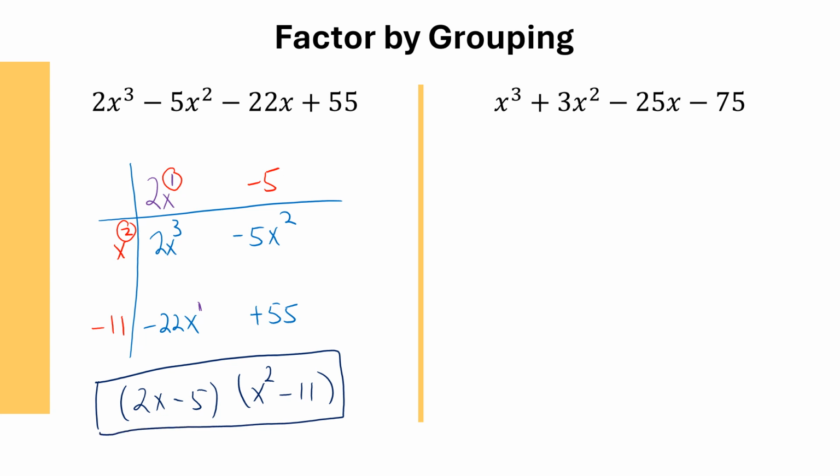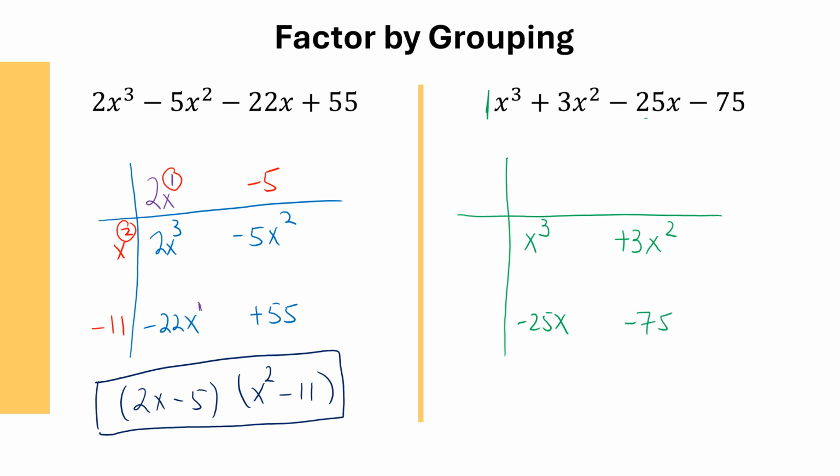Again, it's 4 terms, so the first step is to find the GCF. Well, there's no GCF that can go into 1, 3, 25, and 75. And the smallest exponent for x is going to be 0. So therefore, again, I can use my table to find the factors that will give me x to the third power plus 3x squared minus 25x and then negative 75.